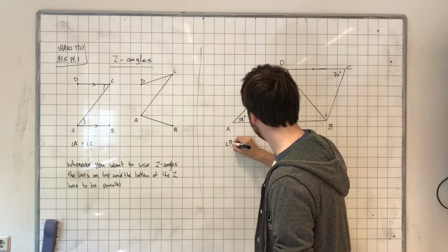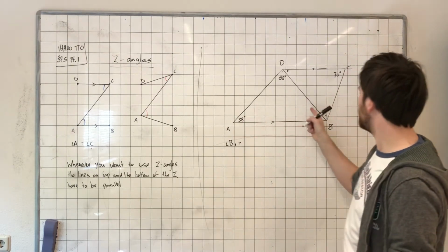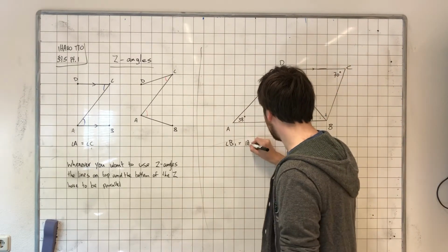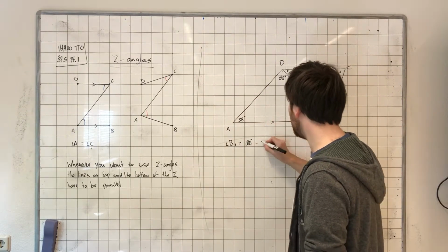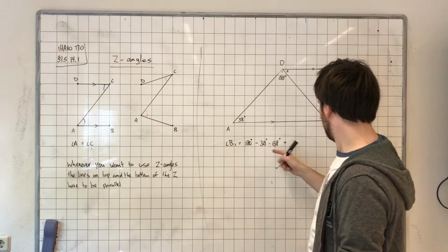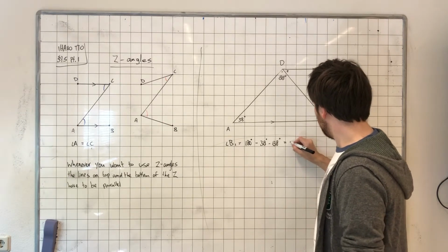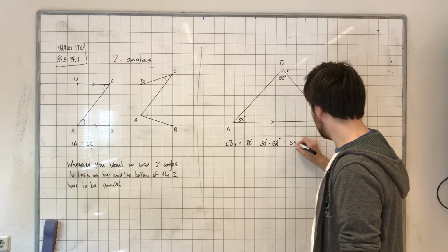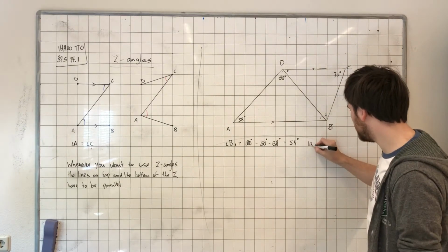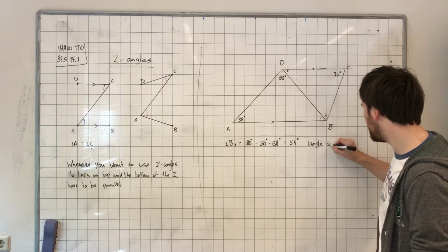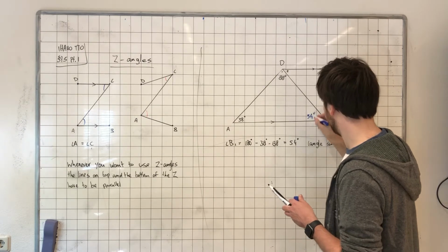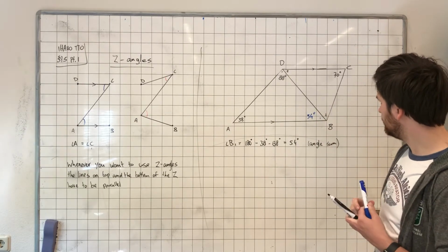Angle B1, remember all three angles of a triangle together are always 180 degrees. So 180 minus these two angles is equal to 54 degrees, and I'm using the angle sum. Remember to write these things down. Angle sum. Okay.